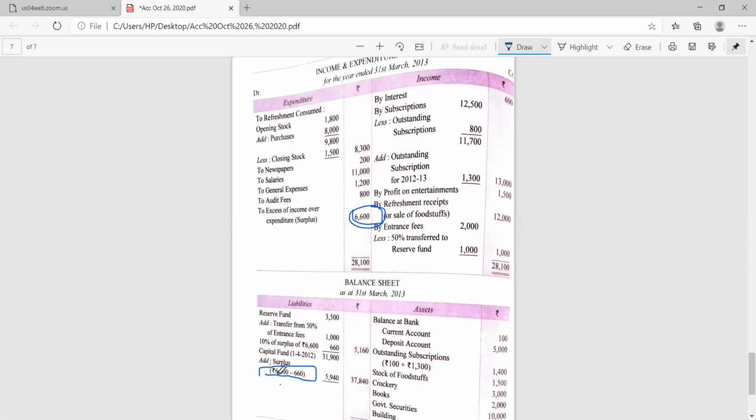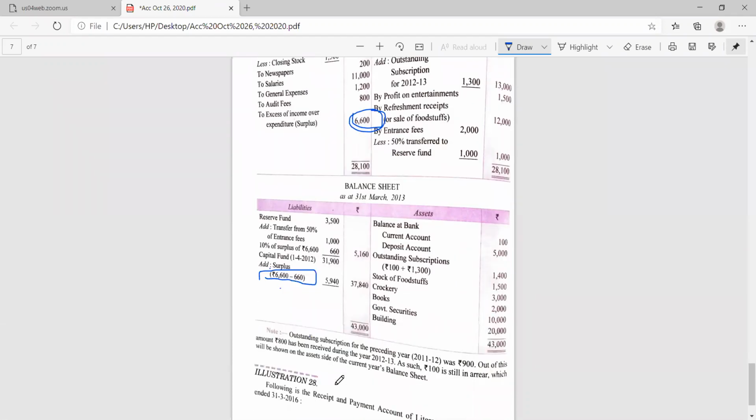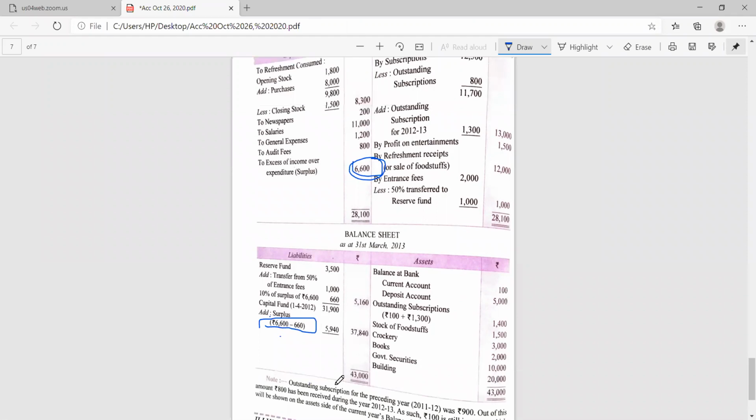Usually what will we do? We will just add the 6600 to it, but as 10% of the amount is to be transferred to reserve, 10% of 6600 will be 660. It is transferred to reserve, so it is to be deducted over here, and then we will get the net balance of the surplus, that is 5940. In this way, we have to do these kinds of questions. It is all about the not-for-profit organization.